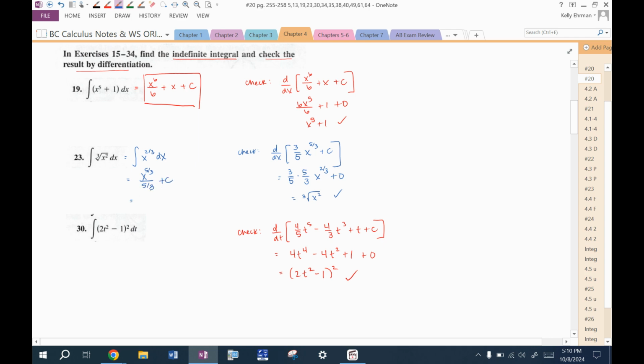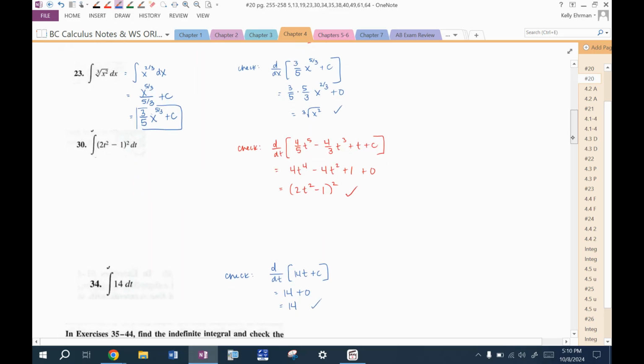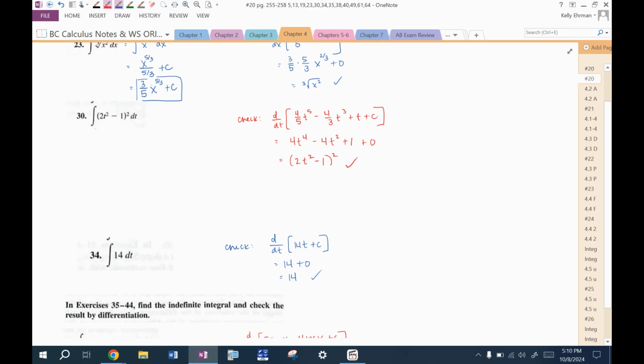And then we don't want to leave this complex fraction, so I can say that's the same as multiplying by 3/5. So 3/5 times x to the 5/3 plus c. You could also put the x to the 5/3 in the numerator with the 3. It's the same thing. Okay, and then number 30.